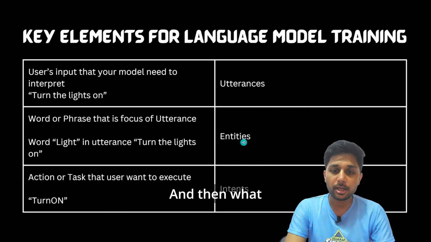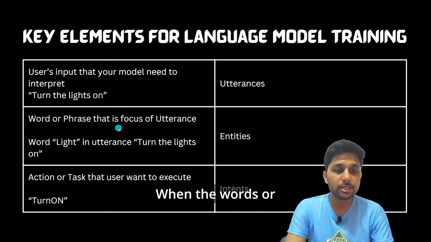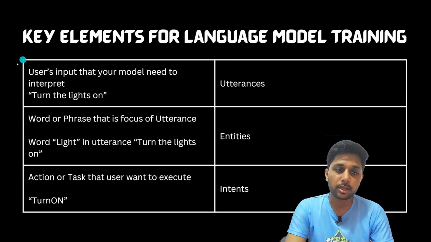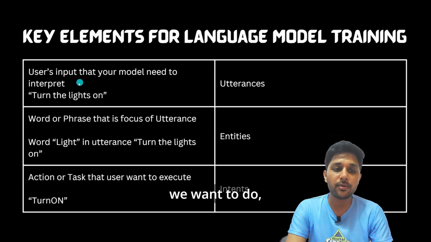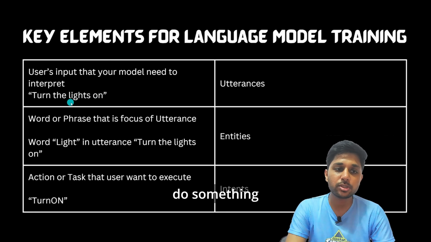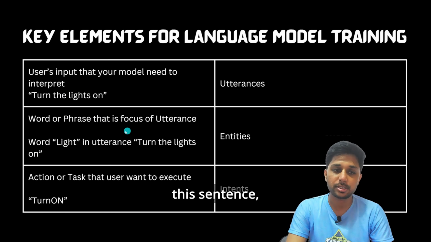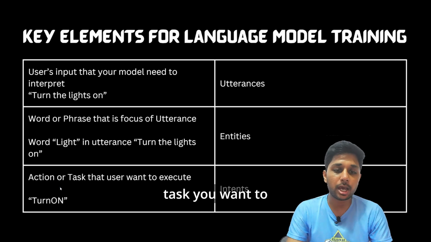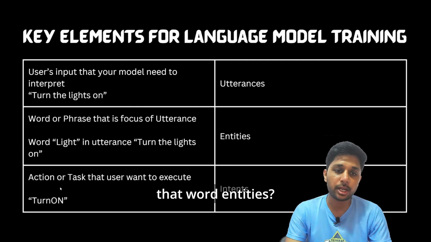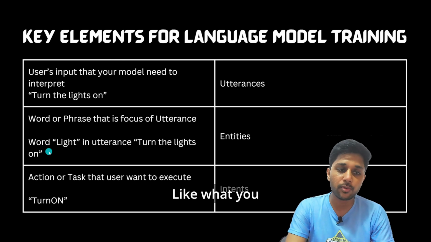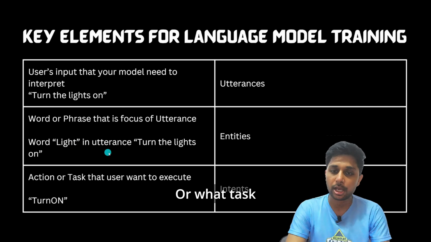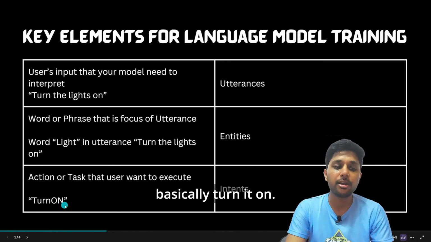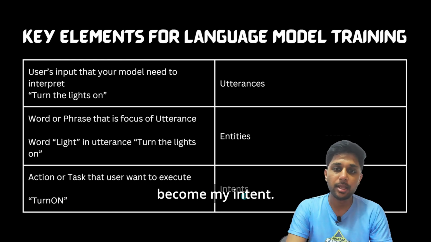What are entities? The words or phrases that are the focus of the utterance. Here the focus is that we want to do something with the lights. So the word light in the utterance becomes the entity. Light here is our entity in this sentence. And what is intent? Basically what action or task you want to execute based on that entity, like what you want to do with the light. I basically want to turn it on. So turn on becomes my intent.